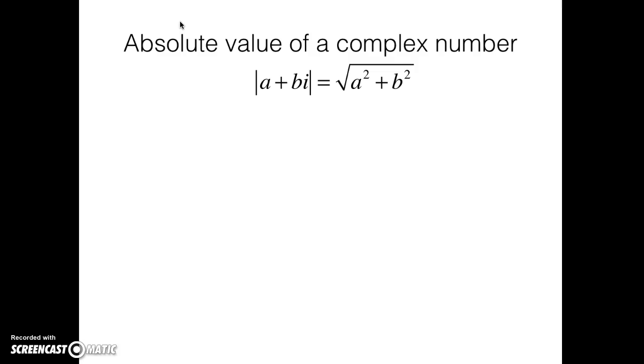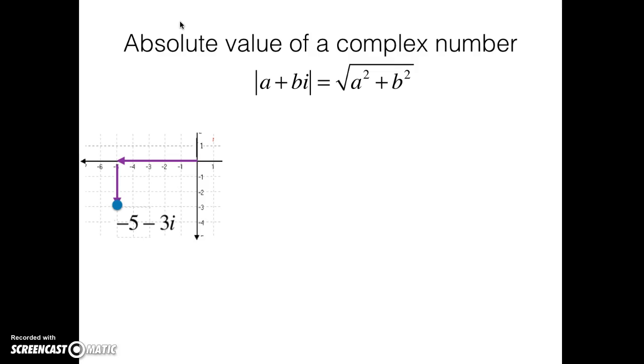The first operation we're going to do with complex numbers is to find the absolute value of a complex number. To calculate the absolute value of a complex number, you're going to use the formula square root of a squared plus b squared. You might recognize this as the equation for the Pythagorean theorem. The reason why we use the Pythagorean theorem is the absolute value of a complex number represents the distance the point is away from the origin. And we have a right triangle here. We're looking for the hypotenuse, and the length of the hypotenuse, you use the Pythagorean theorem to find.